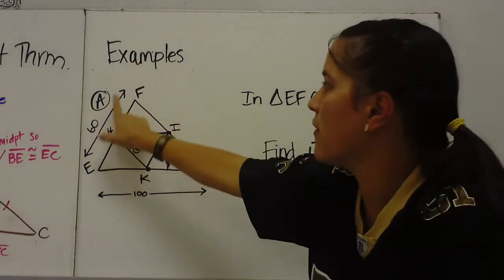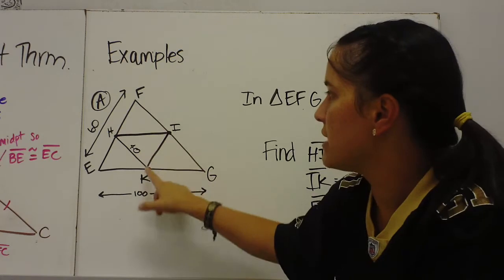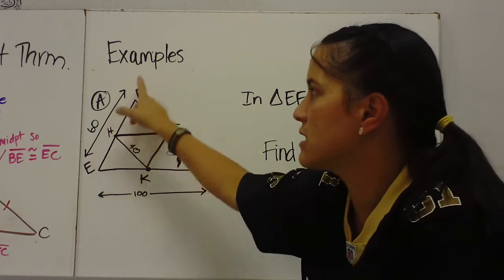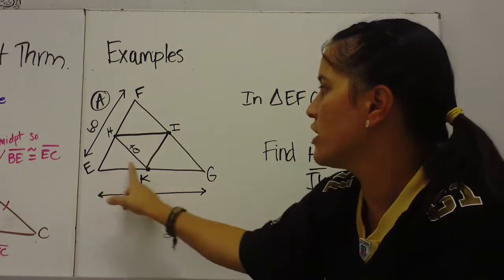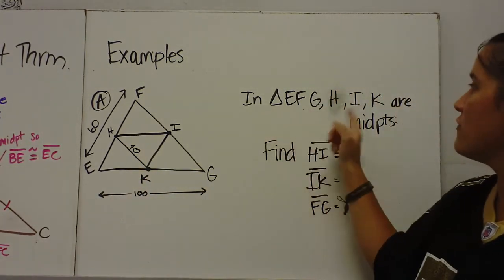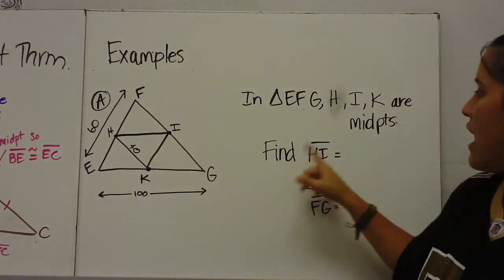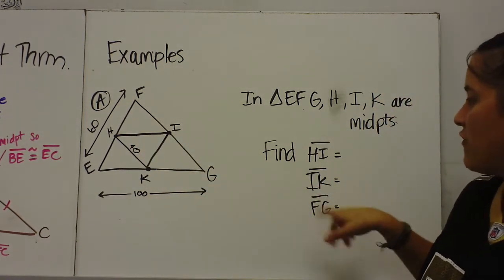Alright, so examples. Here we go. Example A: we have a triangle EFG, and then we have midsegments. We have some measurements. This is 60, this is 100, and this is 40. In triangle EFG, H, I, K are midpoints. Find HI, IK, and FG.